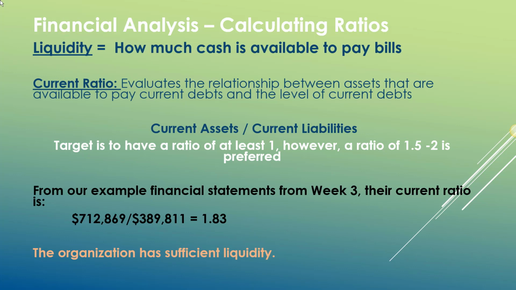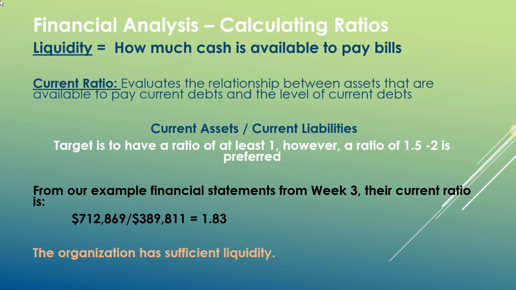So to have a good current ratio, your current assets need to exceed your current liabilities. A target is to have at the very least a current ratio of 1, meaning that your current assets are at least equal to your current liabilities so that you can meet them all. And much better, though, would be a ratio of 1.5 to 2 at least.